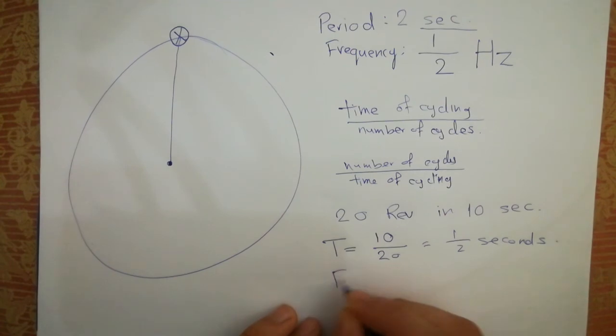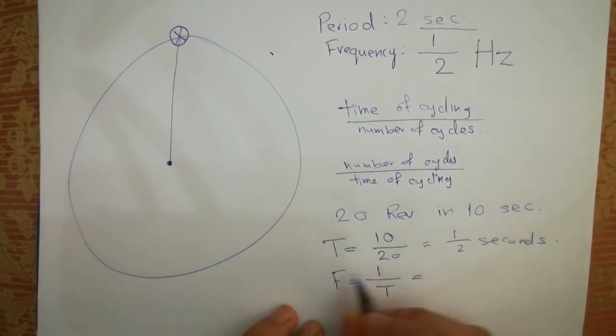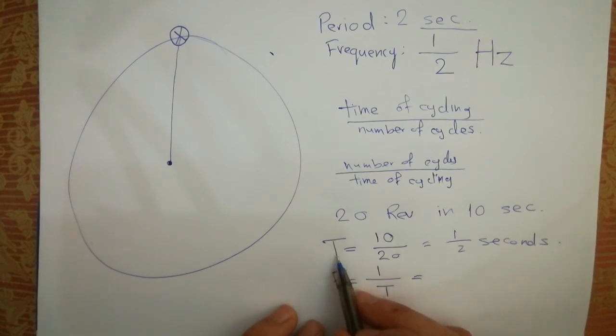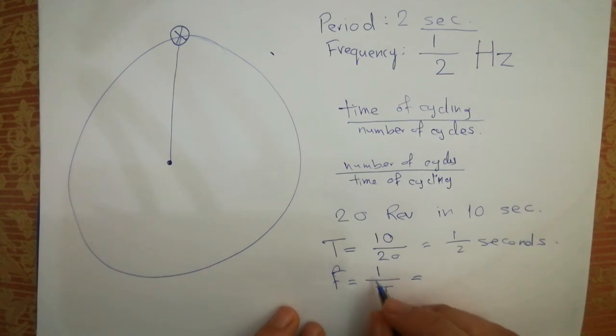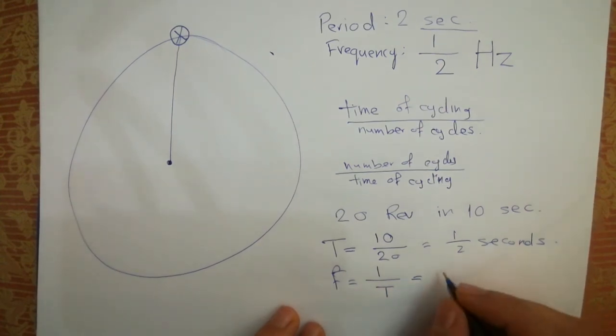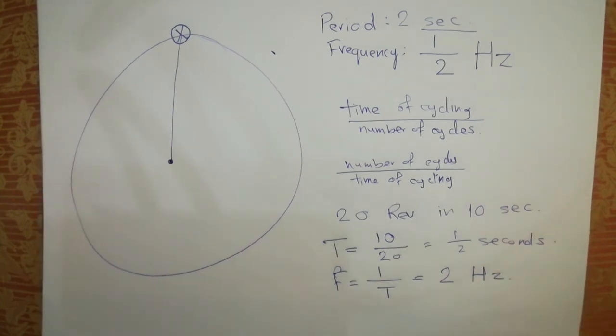What is the frequency? Well, the frequency is 1/T. We denote the period by a capital T, and the frequency is a small f. So 1/T is going to be 2 hertz. So hopefully that makes sense.